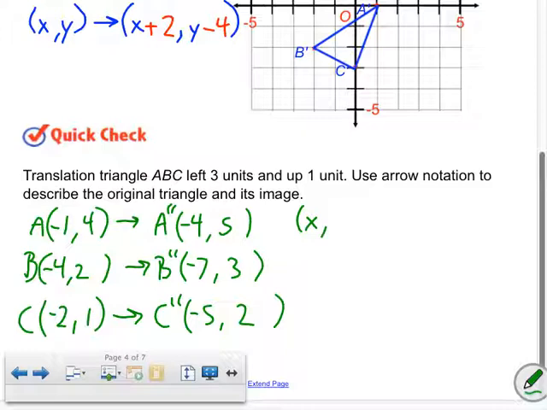Now let's come up with my rule. So for any X and Y, what is my rule going to be? X minus 3, Y plus 1. Very good. So we know what arrow notation is now, right? We're good? Okay, moving along.